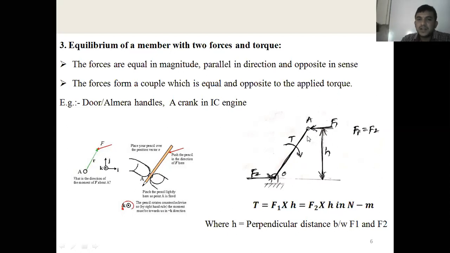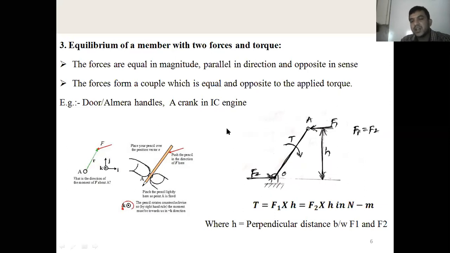Now when you say that a member is subject to two forces and a torque, the forces are equal in magnitude, that is F1 is equal to F2, parallel in direction, meaning they do not act along the same line of action but along different lines of action, and opposite in sense. You can remember force is a vector quantity, it has both magnitude and direction along with the line of action. Remember these three points. The second point you should remember: the forces form a couple which is equal and opposite to the applied torque.